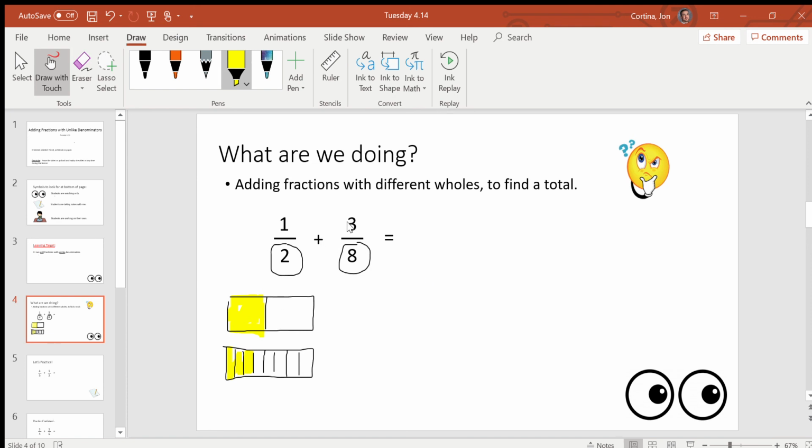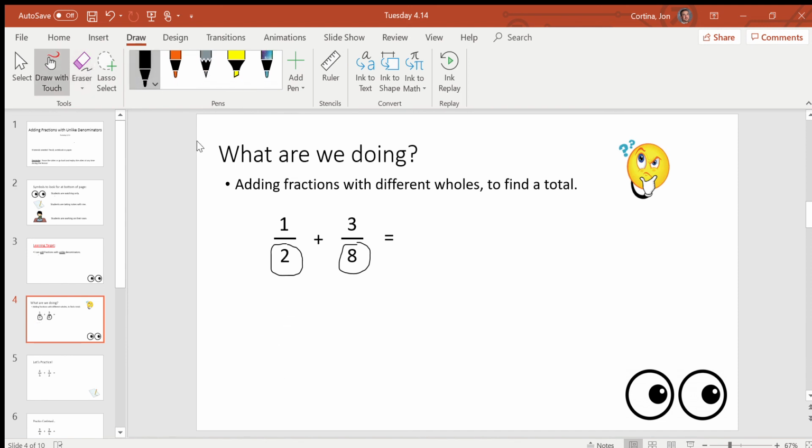We need to change these fractions so that the bottom number or denominator is the same. I'm going to show you how we do that. Okay, so we start off by identifying that these are not the same size fractions and we need to change them. We need to find the least common multiple so we can make these two bottom numbers the same. So we're going to start by listing the multiples of each number. And you guys have done this before. And we're finding a common number that's the smallest of the numbers.